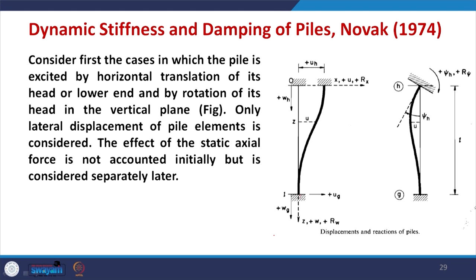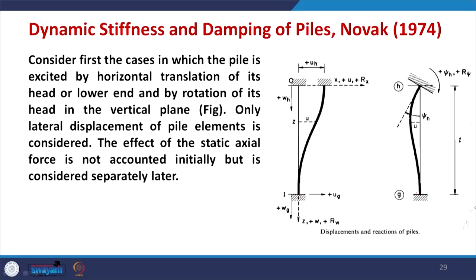Now, consider the first case in which the pile is excited by horizontal translation of its head or lower end, or by rotation of its head in the vertical plane. Here the excitation is given by the horizontal translation, while here it is due to rotation. So what has been done here? The pile head is moved, but the tip is not moved. As a result, it is deflected like this.